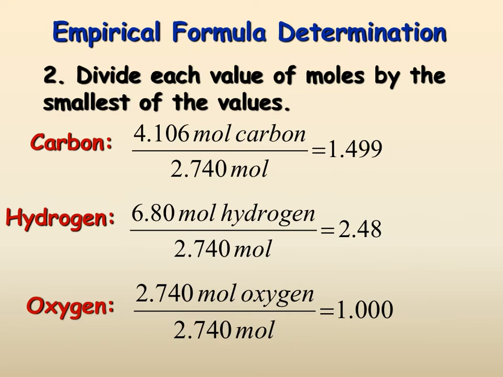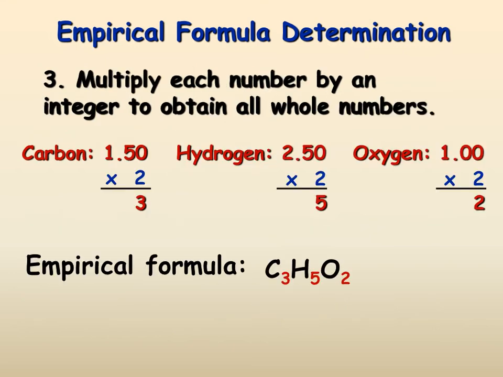So you do that, we get carbon being essentially 1.5, hydrogen being 2.5, and oxygen being 1, which means we will have to double everything to get an actual formula out of this. And we get our empirical formula to be C3H5O2. Okay? Now, this is a covalent compound, so this empirical formula does not necessarily mean it's the actual molecular formula.